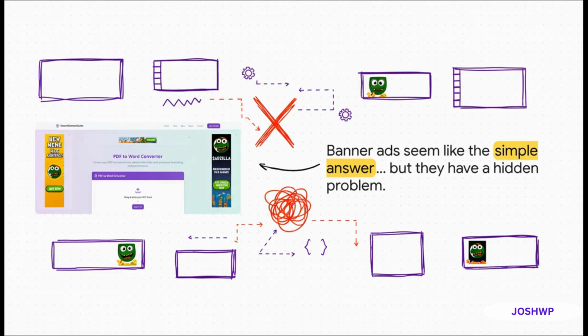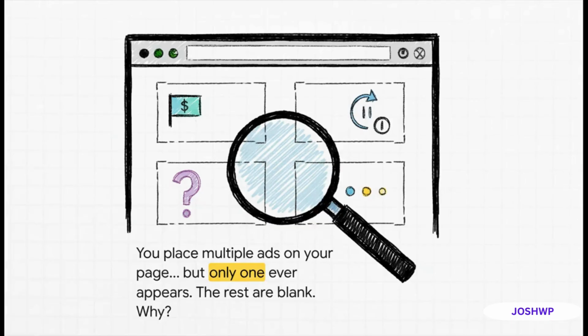For a lot of us, banner ads feel like the no-brainer solution. You go to an ad network, maybe one like Adsterra, you grab a little snippet of code, and you just pop it onto your site. Easy peasy, right? Well, not quite. You set up space for 3, 4, maybe 5 ads on your page, and only one lonely ad actually appears. The rest? Just blank space. This isn't just some little bug. It's a genuine mystery, and today we're going to crack the case.